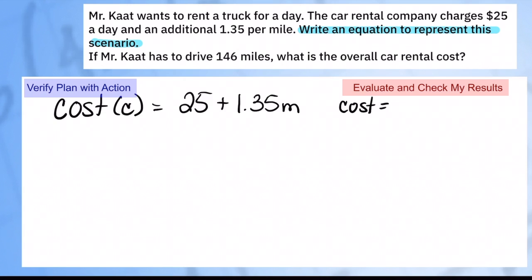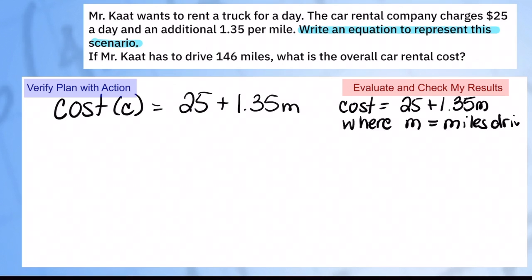Cost is equal to $25 plus $1.35M, where M equals miles driven. And I'm doing that because I want to be super clear and make sure that my thinking is completely visible. I don't want anyone to have to figure out what I'm thinking, what a number means, what a value means. So I'm going to be super clear and transparent.